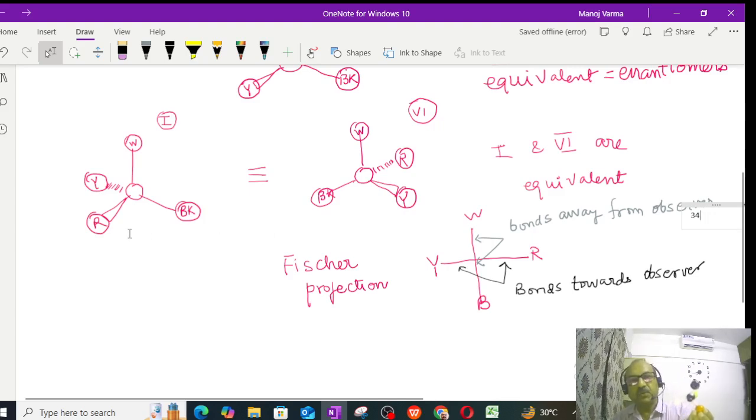So actually if you look at this particular structure, the sixth structure which you see here, where the white and the black are in the same plane, this white and black will now be on the vertical line, and these two bonds, the yellow and the red, will be on the horizontal axis. This is the way you can convert a wedge and dash structure into a Fischer projection.